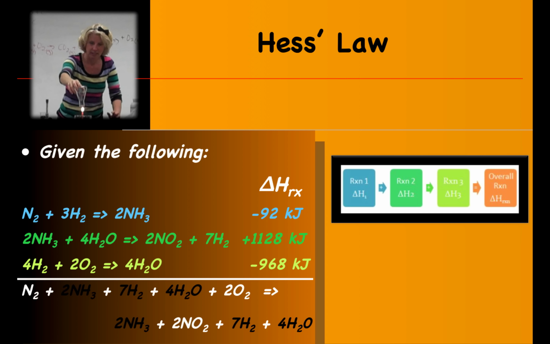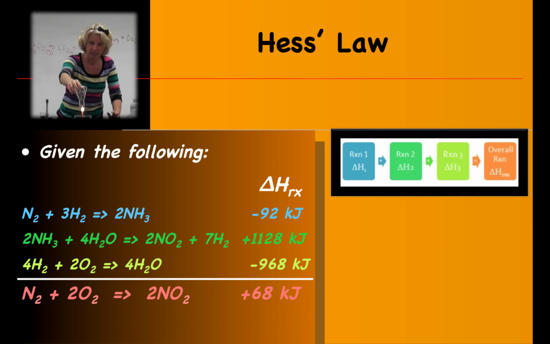When we now combine the substances that have not been canceled out, we come up with an overall reaction of nitrogen plus 2 oxygens yields 2 nitrogen dioxides. And how do we find the delta H? All we have to do is add up the individual heats of reaction. This equation has a delta H of positive 68 kilojoules.